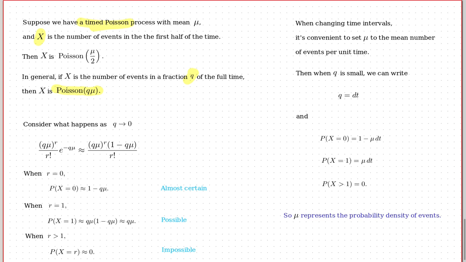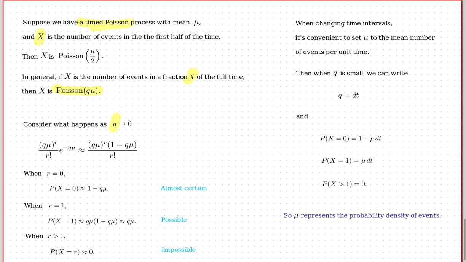Now, first of all, that just shows it's very easy to scale up and down the time, or the space, if you're talking about a spatial Poisson process. You can very easily scale up the time or space just by scaling mu correspondingly. But another nice thing about this is we can actually get another interpretation of this parameter mu. We say mu is the average number of events in this particular amount of time, but there's another interpretation we can give it, and we get that by examining what happens as this fraction q goes to 0.